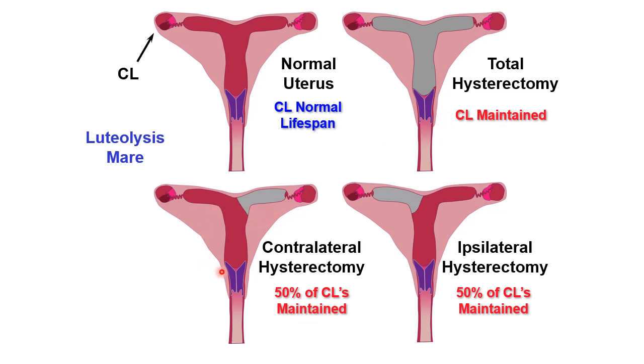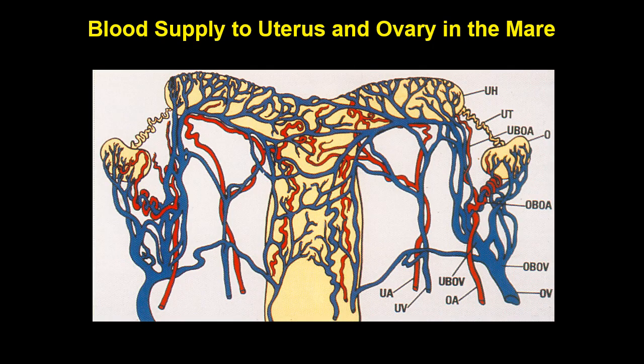For a contralateral hysterectomy, so if we remove the uterine horn opposite to our CL, the CL on the left will be maintained. So there is a 50% chance the CL will be maintained, and 50% will undergo regression. And if you do that now on the ipsilateral side of the CL, removal of the uterine horn ipsilateral to the CL will also have 50% of the CLs maintained, and 50% will be regressed.